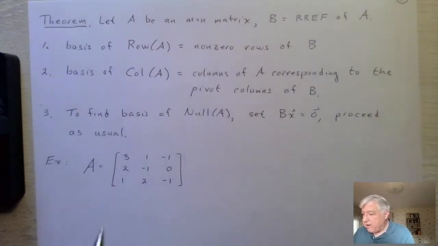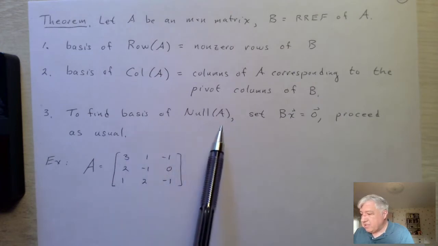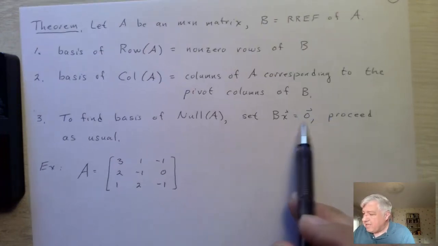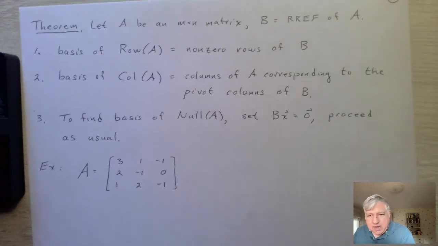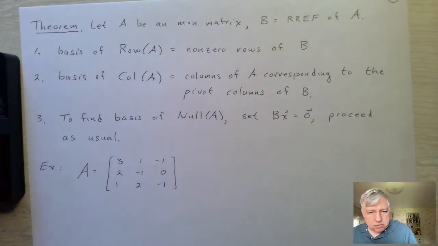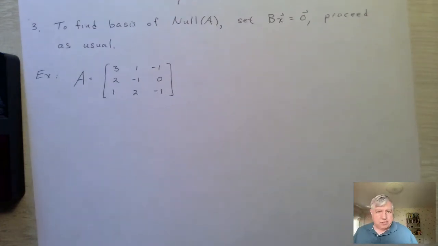And then finally, to find the basis of the null space of A, we set Bx equals 0 and solve, writing everything in terms of the free variables. It's sort of business as usual in the sense that we've already done this before. We just take it one step further, and give the vectors without the variables. So let me give you an example of how we do this.